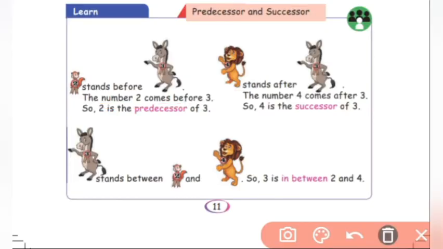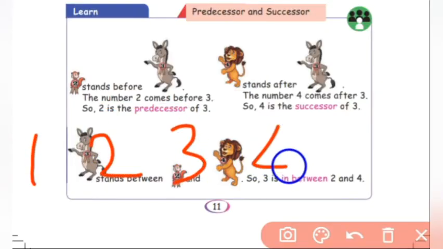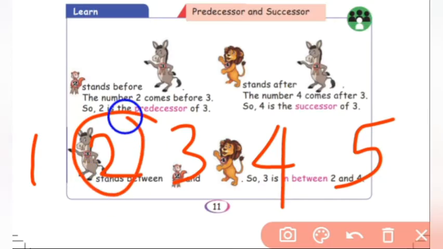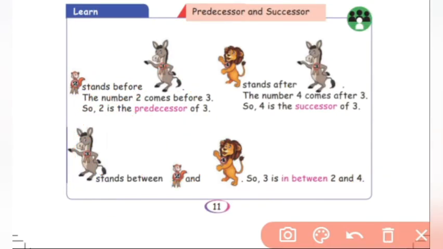See this number line? 1, 2, 3, 4, 5. 2 comes before 3. 3 க்கு முன்னாடி தான் 2 வருது. So 2 is the predecessor of 3. 2 is the before number of 3.